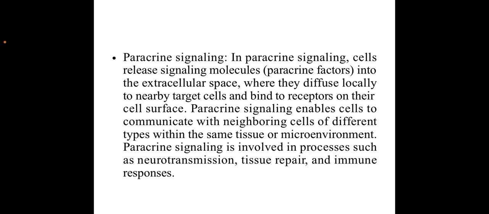And if we talk about paracrine signaling, in paracrine signaling, cells release signaling molecules, paracrine factors, into the extracellular space, where they diffuse locally to nearby target cells and bind receptors on their cell surface. Paracrine signaling enables cells to communicate with neighboring cells of different types within the same tissue or microenvironment. Microenvironment is a small environment that is present near the extracellular matrix of the cell. Paracrine signaling is involved in processes such as neurotransmission, tissue repair, and immune responses.